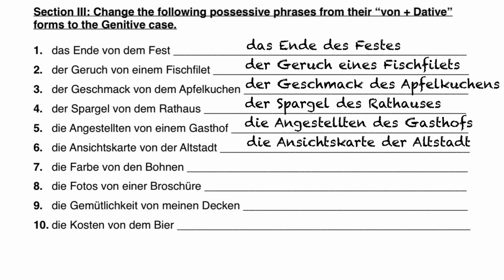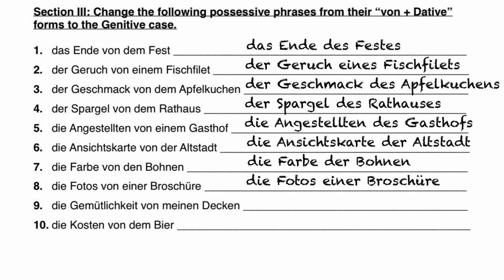Die Farbe von den Bohnen. Here we have a plural noun. Den Bohnen tells us that it's the plural dative. So whenever we change this to the genitive case, we take out von and change den to der. Die Farben der Bohnen. The color of the beans. Die Fotos von einer Broschüre. The photos from a brochure. We want to say the photos of a brochure, so we change this to die Fotos einer Broschüre.